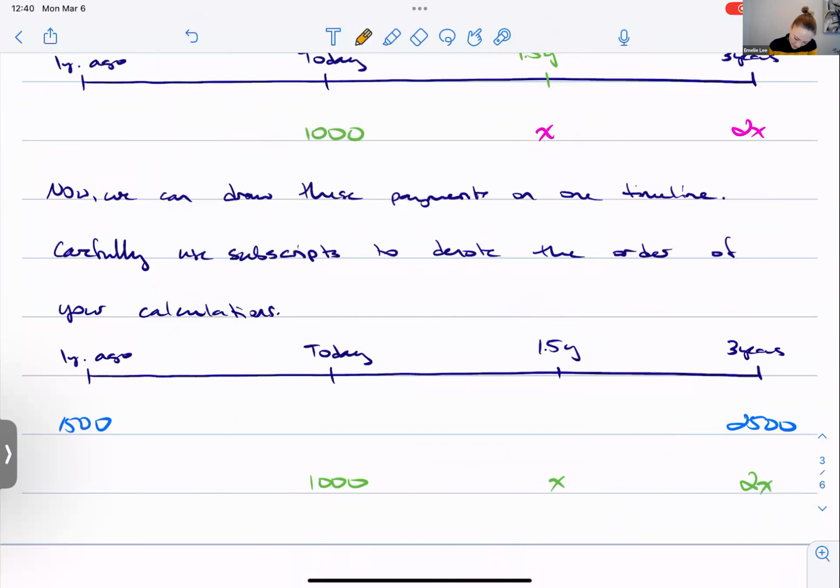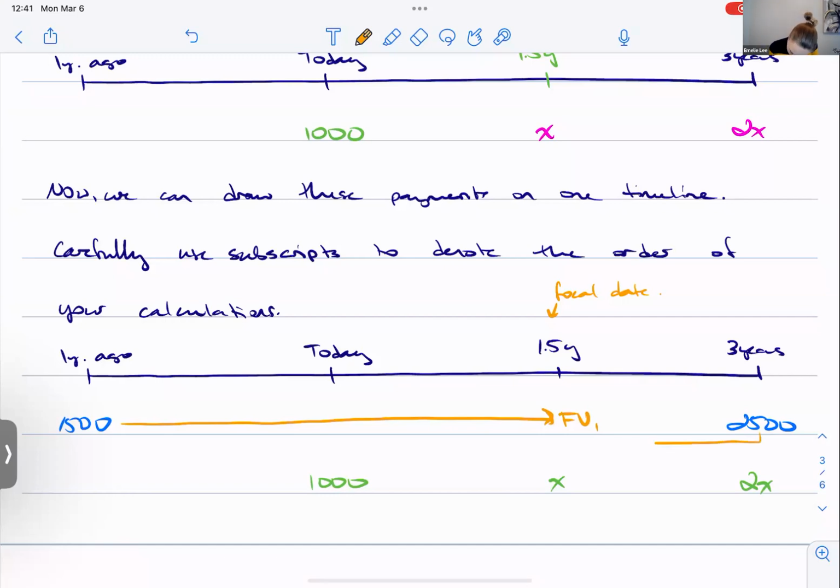Using this again as our focal date means that we're going to draw all these arrows to the 1.5 year mark. This 1,500 has to be turned into some future value 1. Notice I'm pulling it forward, so at the end of that is a future value. Now the 2,500 is the second thing I'm going to calculate, and I'm pulling it backwards to the 1.5 year mark, which means it becomes a present value. Present value 2.